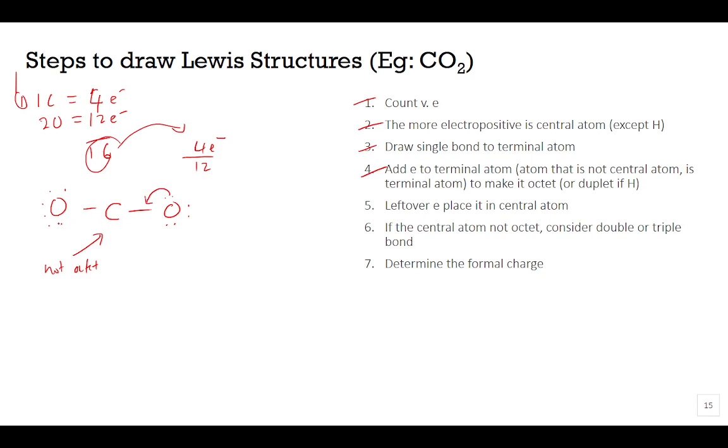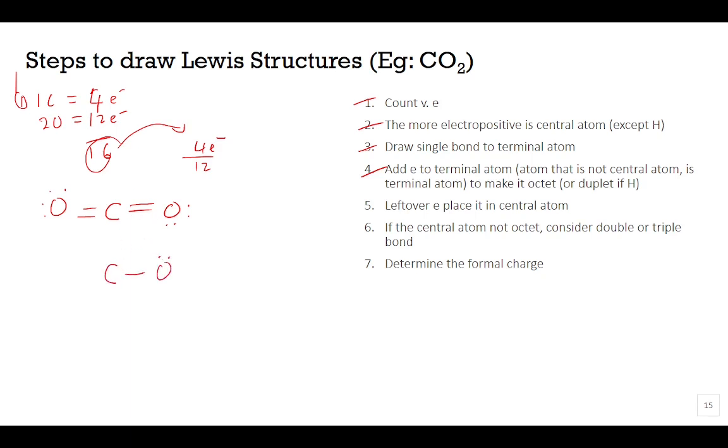So what you can do is the electrons can be transferred here, and also this electron can be transferred here. So let's see. When the electrons are transferred, what you get is a double bond. And now is it an octet? Carbon: 1, 2, 3, 4, 5, 6, 7, 8. So this one is an octet, and the oxygen is also an octet.